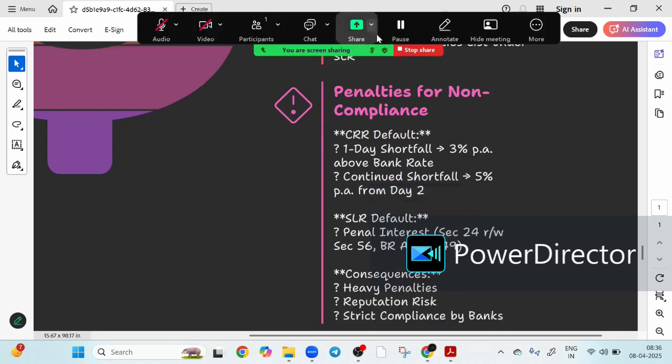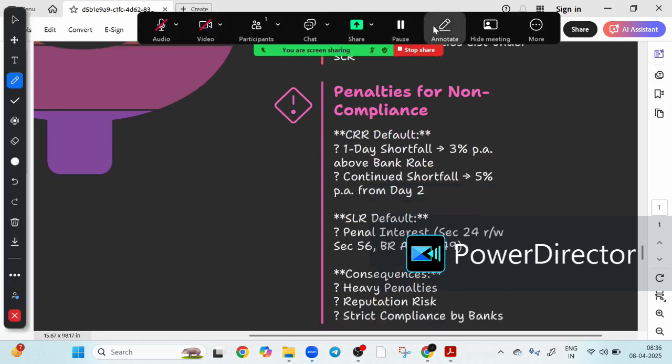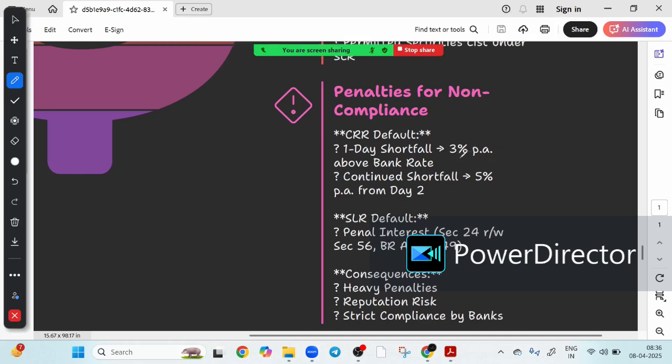As you can see, on first day default, the penal interest rate is 3% above the bank rate. You can see first day shortfall is 3% above the bank rate, and if a subsequent day default happens, it jumps to 5% from day number 2, right? Plus RBI may disallow further branch expansion, cancel the license or take strict supervisory action, right?